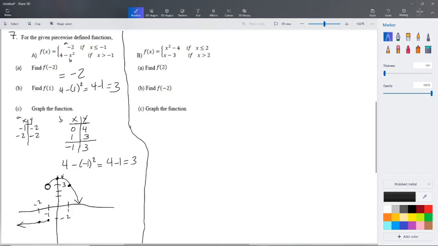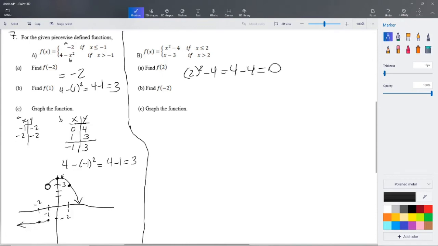All right, in part B, again, it's kind of similar to part A. We find f of 2. Which one has 2 in it? Well, I see 2 on both of these, but only one of them equals that 2. So it's the first part, x squared minus 4. So if we put in 2 for x and square it and then minus 4, what we're going to get is 4 minus 4, otherwise known as 0.